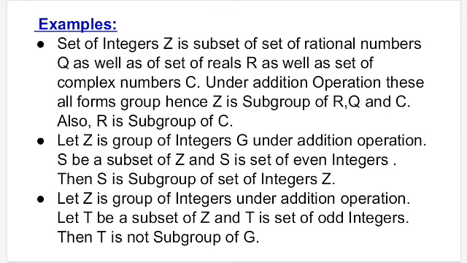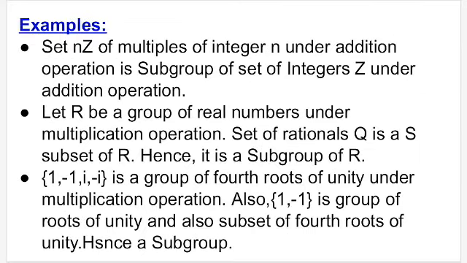The next example is: Z is a group of integers under addition operation and T is a subset of Z. If T is a subset of odd integers, then T is not a subgroup of Z. This we have seen. Then the next thing is nZ. The set nZ is the set of multiples of integer n under addition operation, and it is a subgroup of the set of integers Z under addition operation.